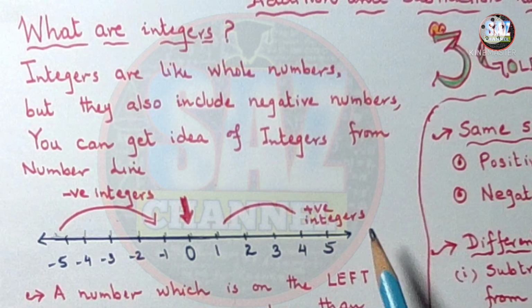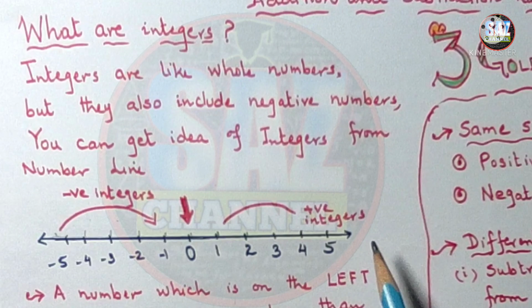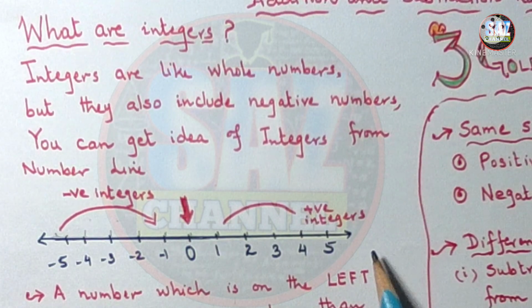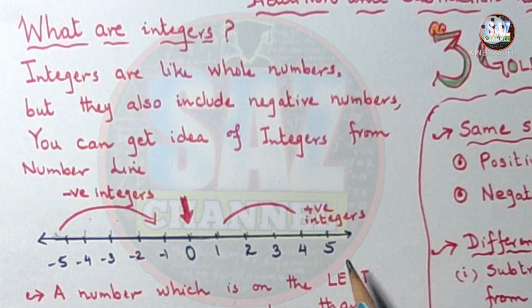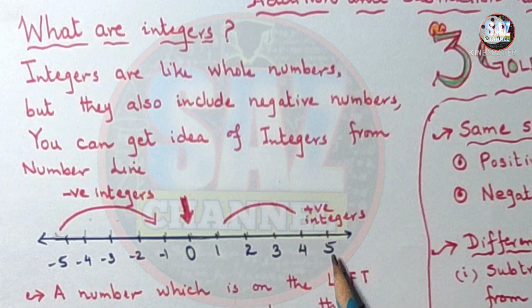So the best example of the integers is the number line. You can see that on the number line we have the 0 in the middle, and towards the right hand side we have the positive numbers, and towards the left hand side we have the negative numbers. So this whole figure makes the number line, and this is the example of integers.